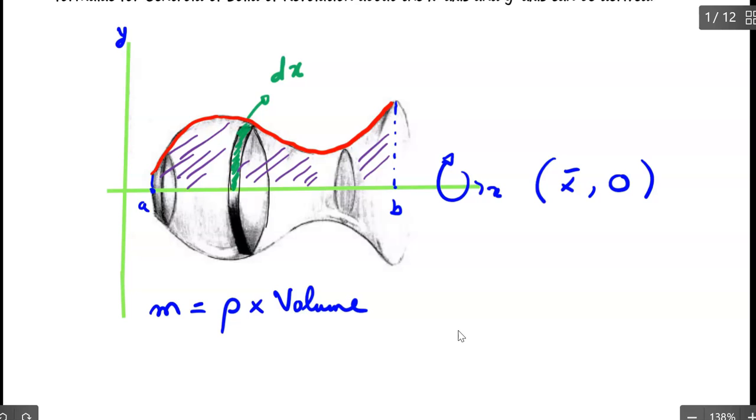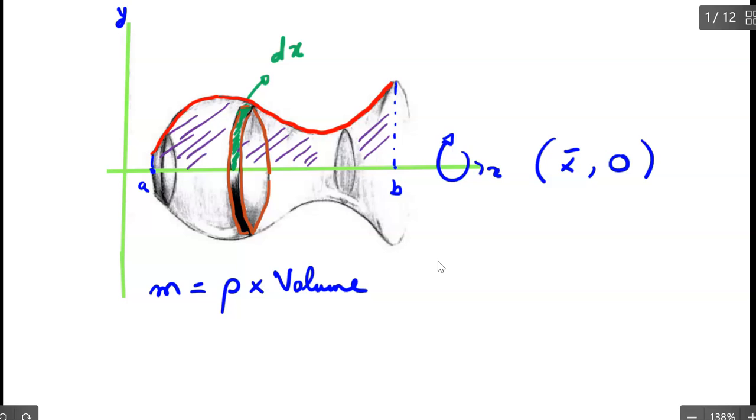Take a look at the disk that I have here. I've drawn a vertical disk. If I draw a disk to find volume, that means I am using the disk method, right? If I use integration, I have to add up the sum of all of these disks in terms of integration. So to find the volume of this solid, I have to identify the area.